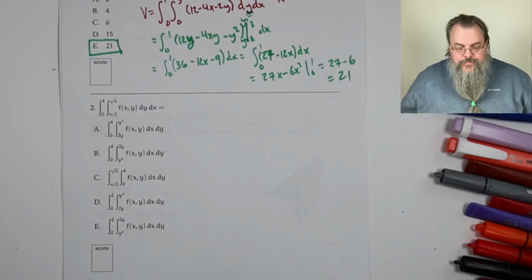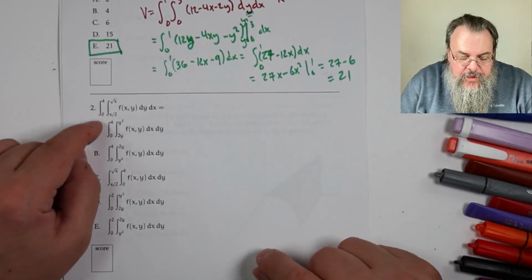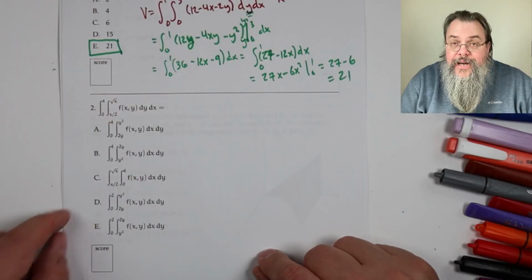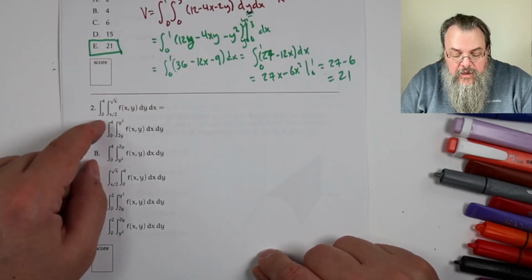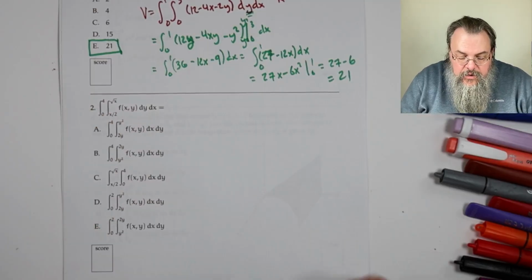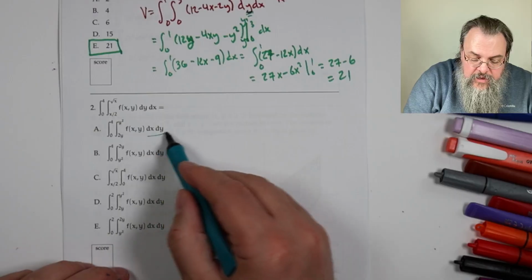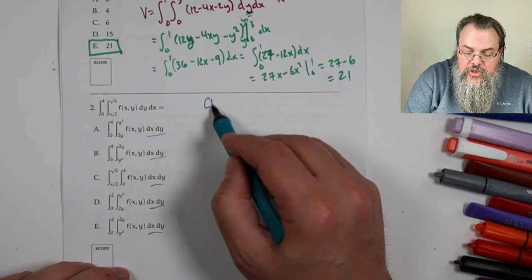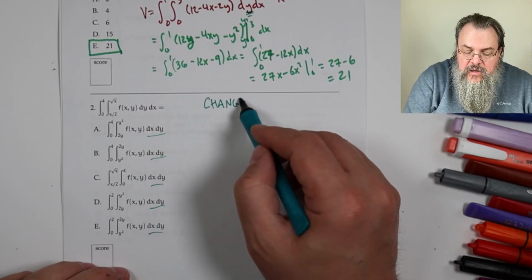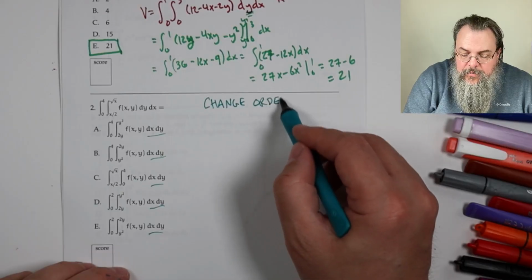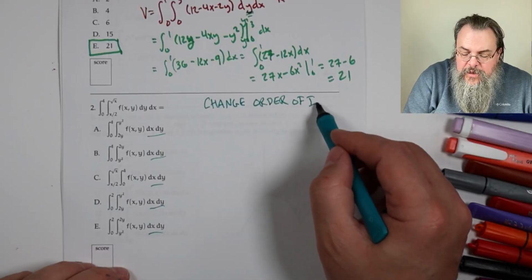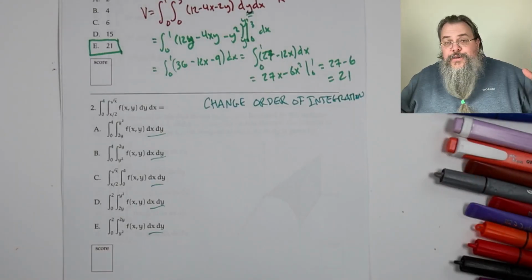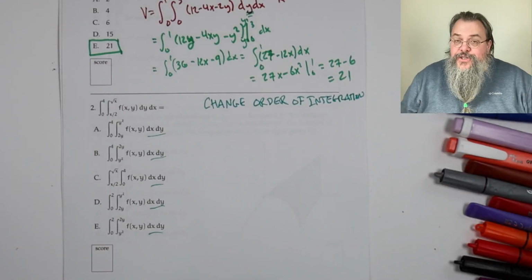Number 2. So, we're given a double integral, 0 to 4, x over 2 to root x, dy dx. And we're asked, hey, this is equal to one of these. Now notice, all of these have dx dy. So what is that? Well, this is saying we're going to change order of integration. This is a classic problem. If there's anything that we can predict that's going to be on this test, this we can predict. There's going to be some place where we change order of integration.